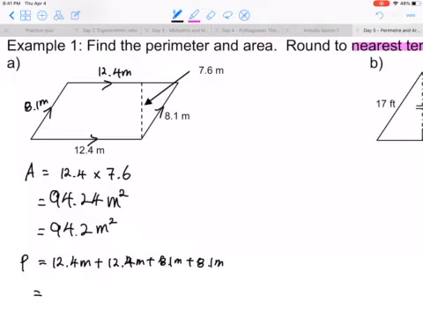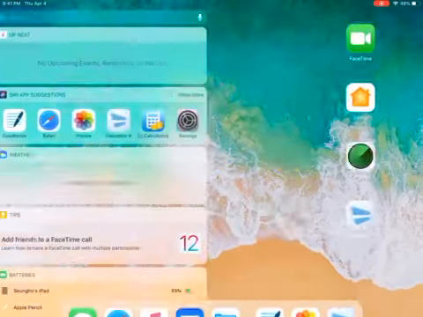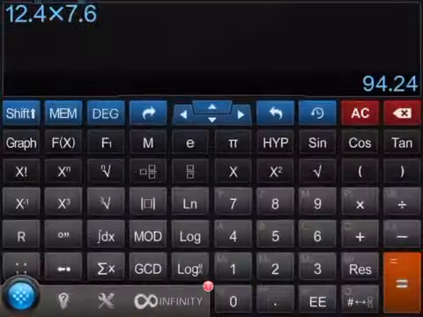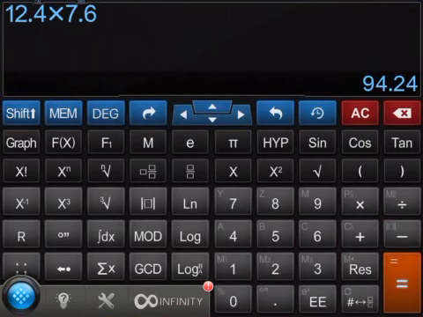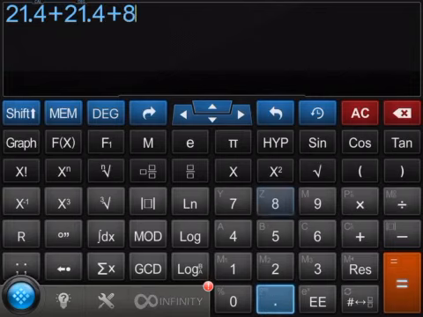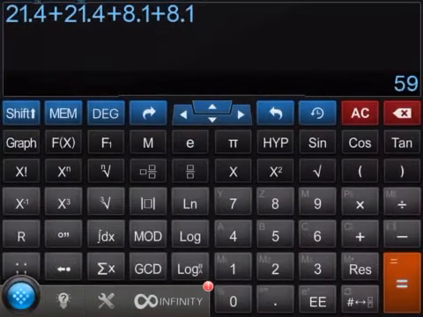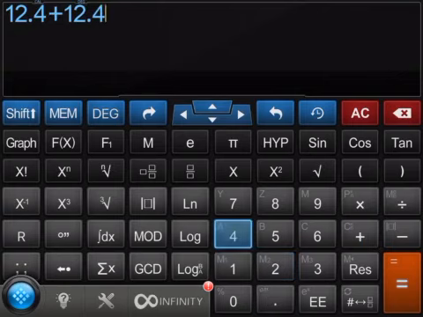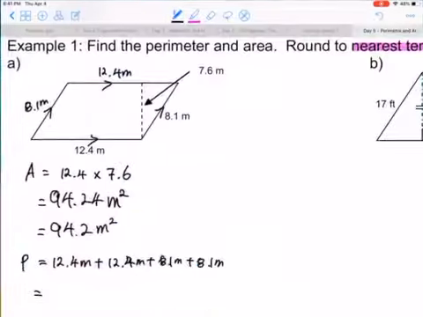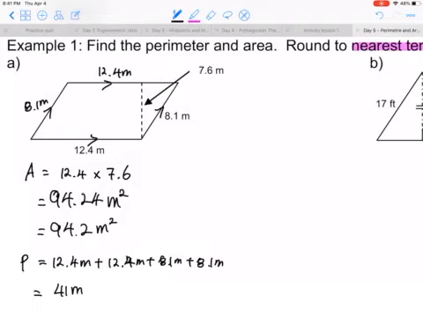Now, 12.4 plus 12.4 plus 8.1 plus 8.1 gives me 41. So then it will be 41 meters. Now remember, it's a perimeter. It's one-dimensional because it is just length. So no square for this.